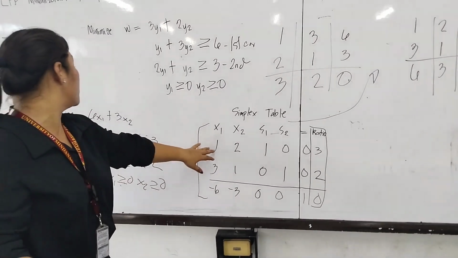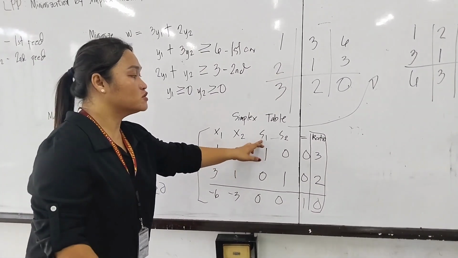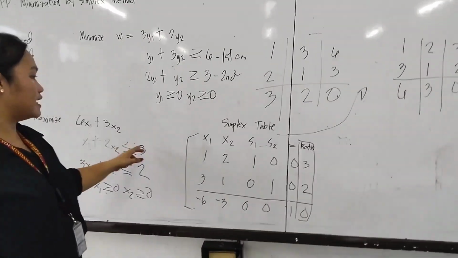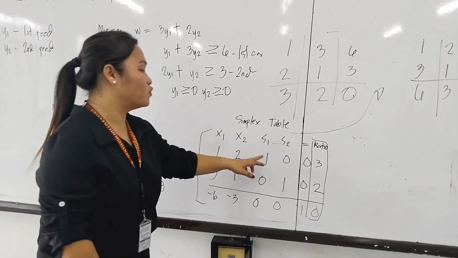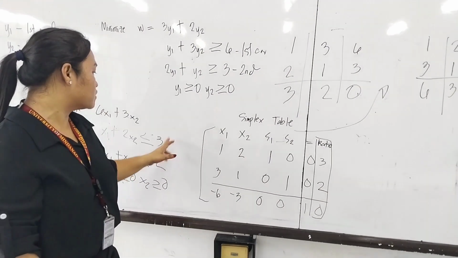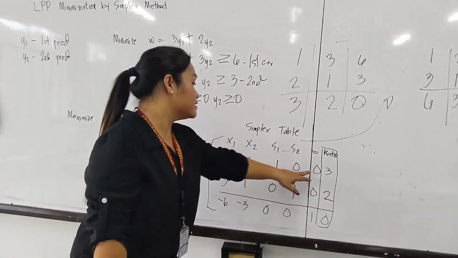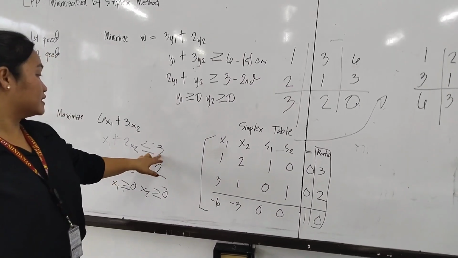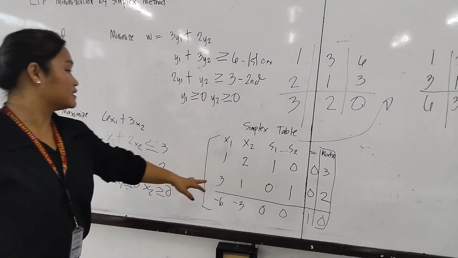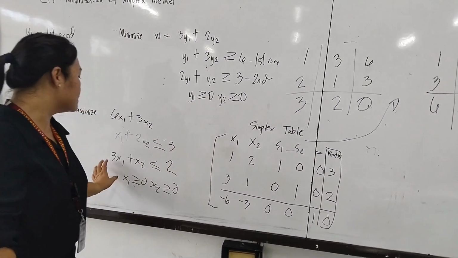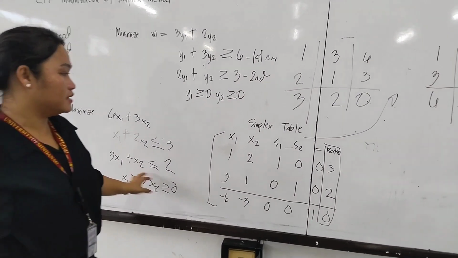So x1 is 1, x2 is 1. S1, we don't have a slack variable 1 here because this is the first constraint. So 1, we don't have S2 because we don't have a slack variable 2, then 0, then 0, then 3. This one is the ratio, 3. This one 3 is x1, this one 3, x2 is 1, so x1 is 1.